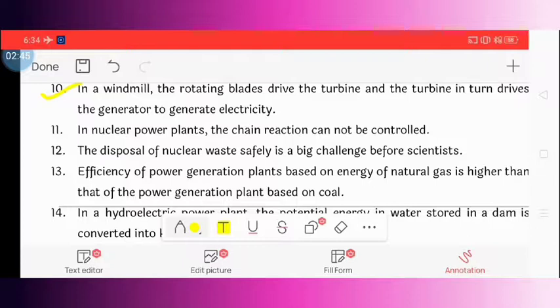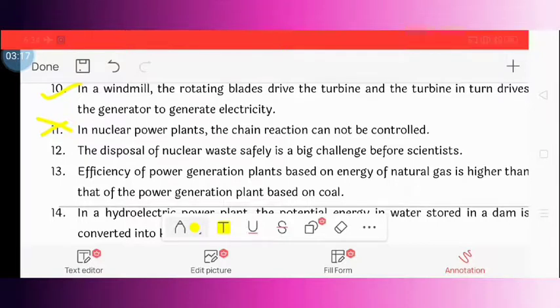Question number 11. In nuclear power plants, the chain reaction cannot be controlled. So this statement is incorrect, meaning this statement is false, because it is impossible for a nuclear power plant to undergo a nuclear chain reaction that results in an explosion of power comparable with nuclear weapons, but even lower powered explosion due to uncontrolled chain reaction. So this statement is false.